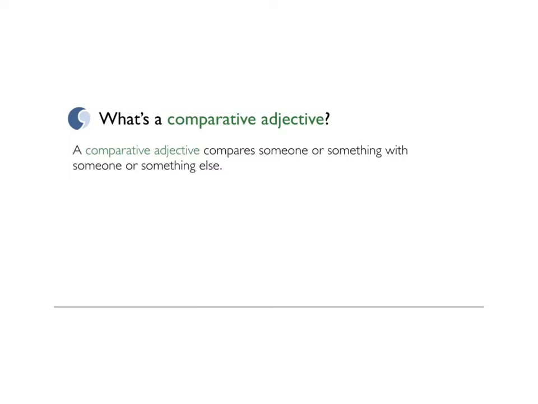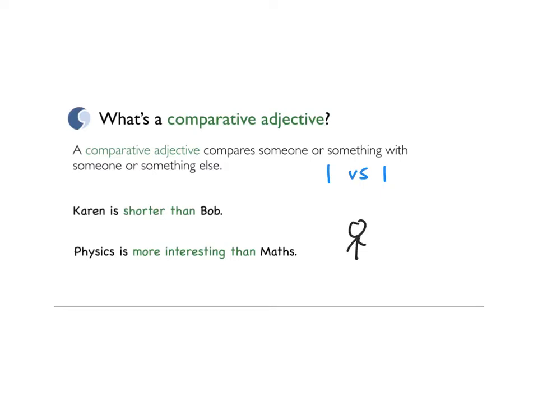You use a comparative adjective when you compare one person or one thing with another. For example, when you compare two people, you may say, Karen is shorter than Bob. Another example, physics is more interesting than maths.